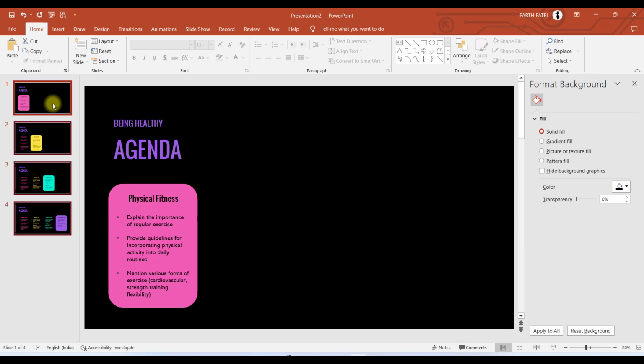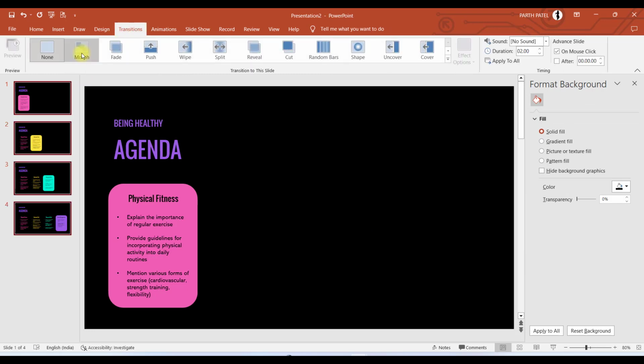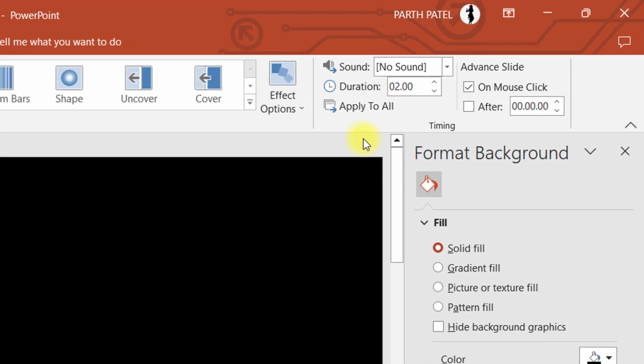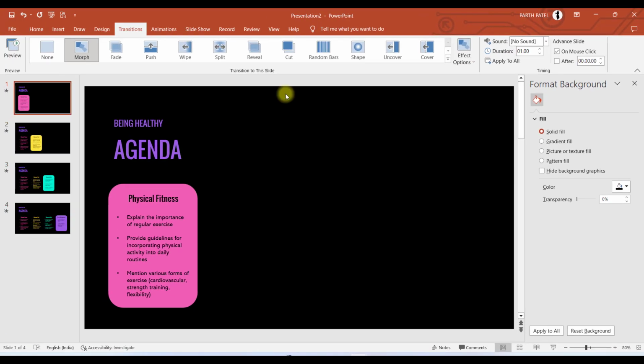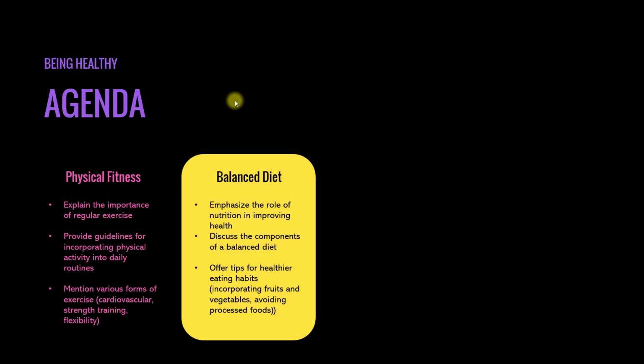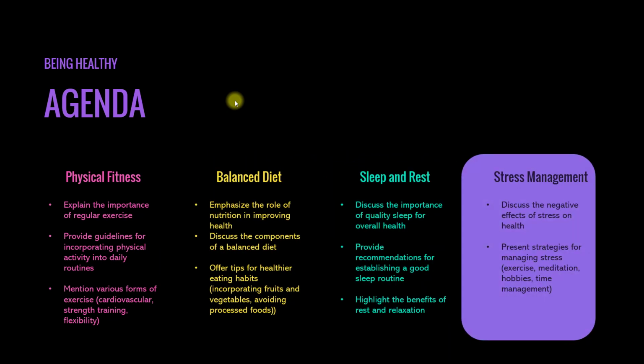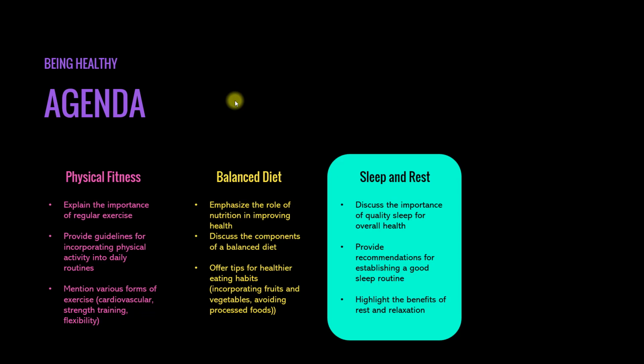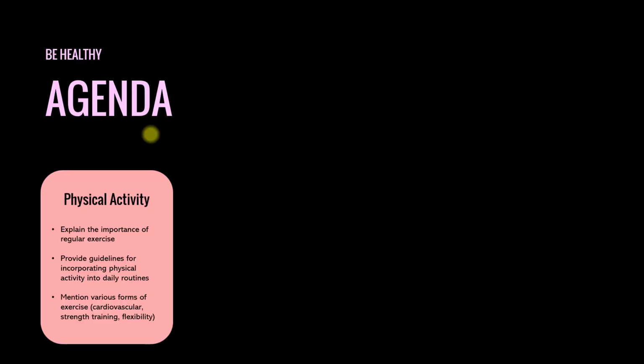We'll press Ctrl A, go to transition, and apply the morph transition. And in duration, we can have 1 second. And we click on apply to all. And this completes our process of making this presentation. So now let us see what we have made. You can also make this presentation by using a different color palette like this.